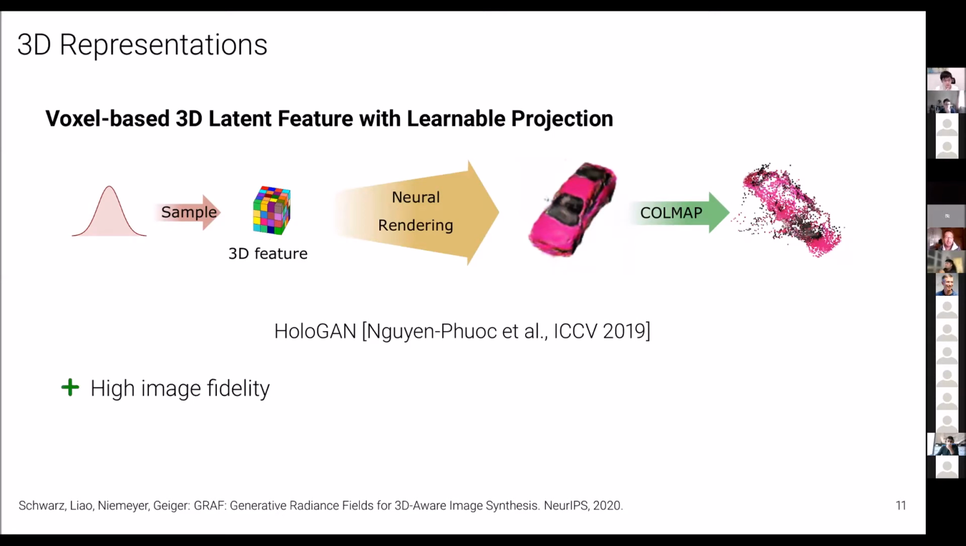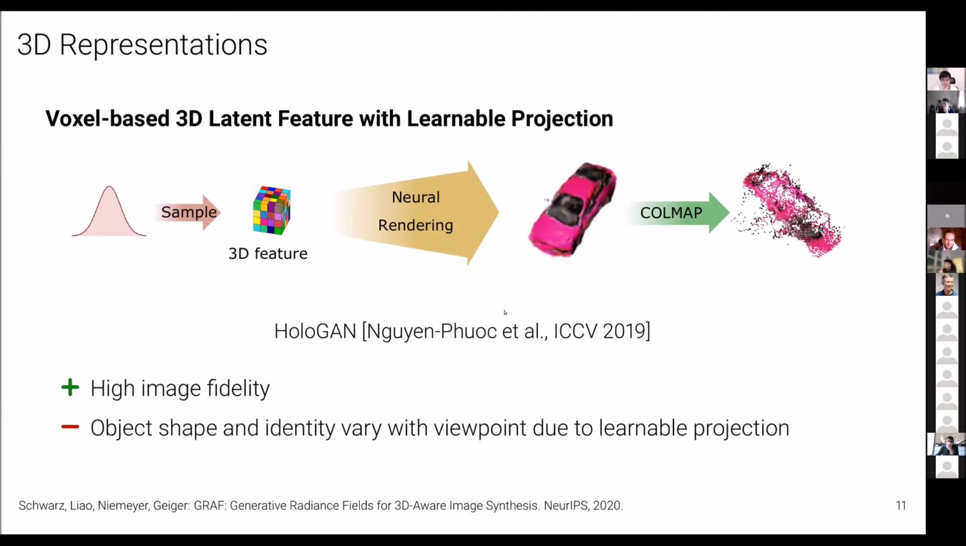Now this allows for higher image fidelity, as you can see here, but the object shape and identity now vary with the viewpoint due to this learnable projection, because this learnable projection in a sense makes this 3D consistent representation 3D inconsistent again. So if you render from different viewpoints, the object identity or shape might change. And if you try to reconstruct then, for example, using COLMAP, you don't get a very nice reconstruction from that.